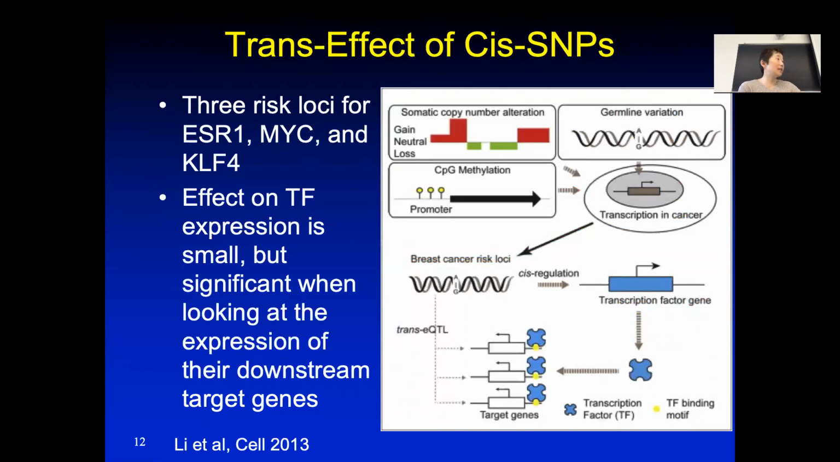And those are a trans-eQTL effect. Instead of looking at all the genes, they only look at the target genes of estrogen receptor, or the target genes of MYC, or the target genes of KLF4. There they have much better power. Okay, then yes, you can reduce the number of tests.